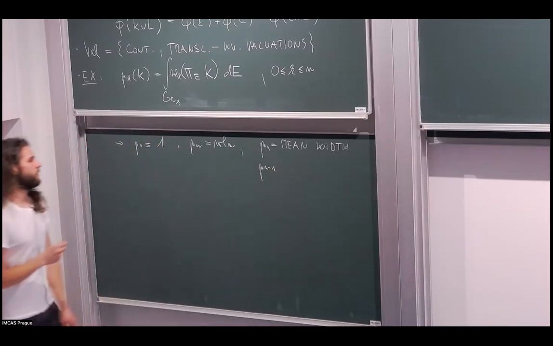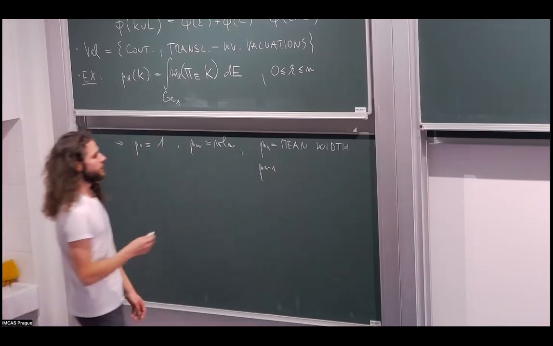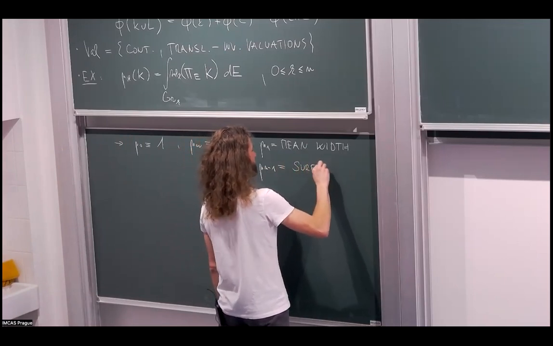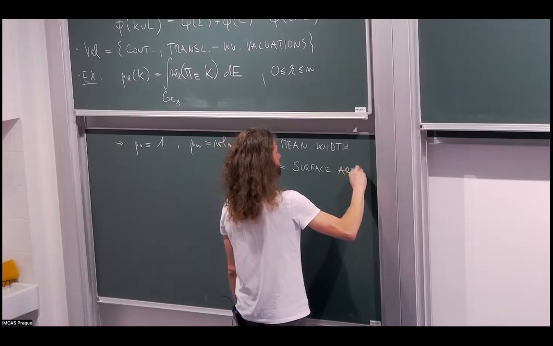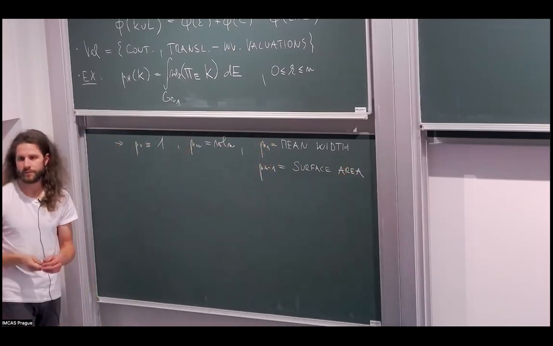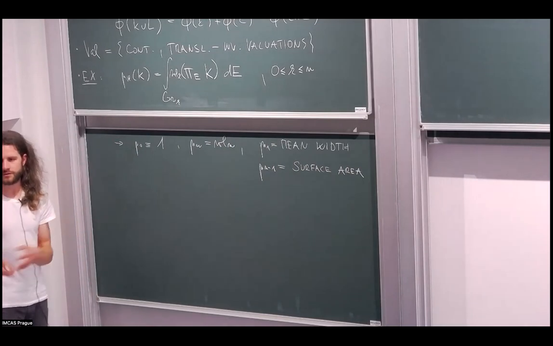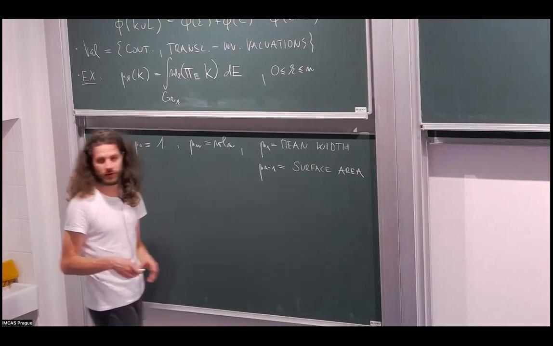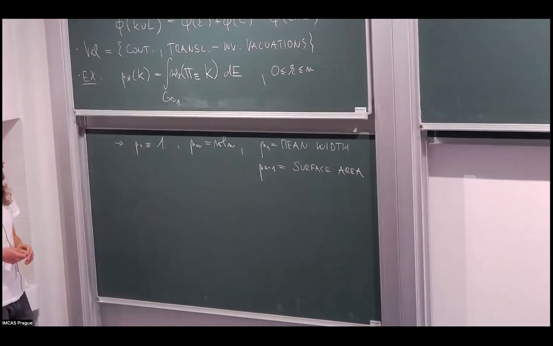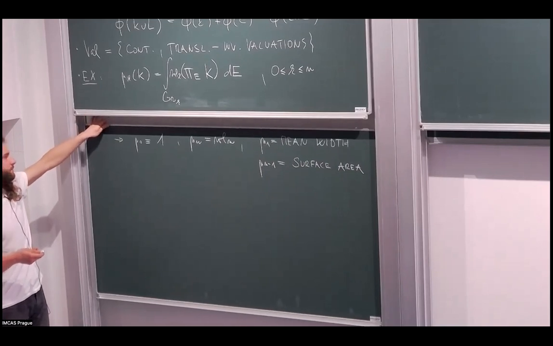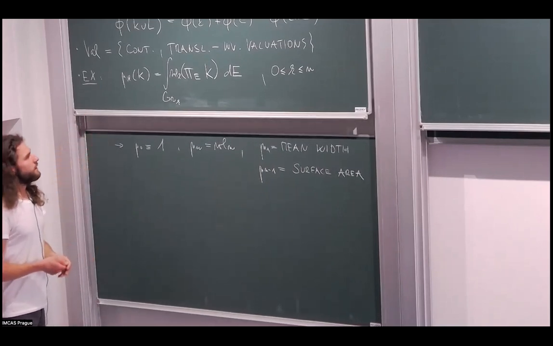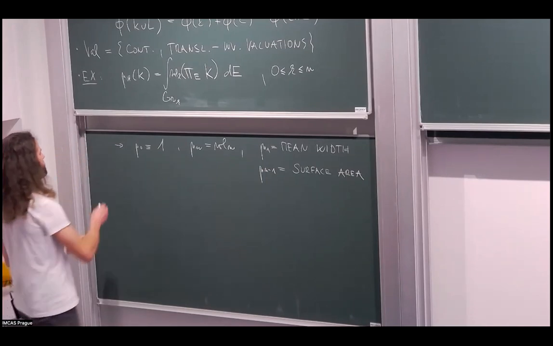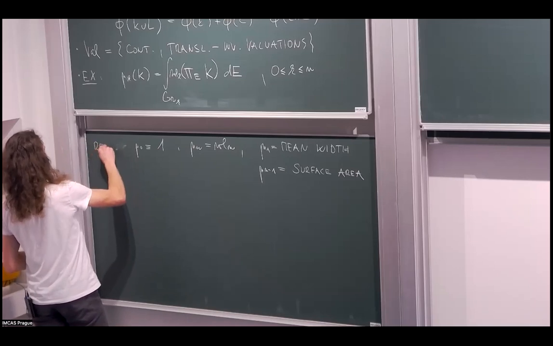Okay. And if I take the penultimate one, mu n minus one, this can be seen to be proportional to the surface area of a convex body. You can take, for instance, polytopes, and then this measures the area of the n minus one dimensional facets. Okay. So these are very basic examples of valuations, and a remark.